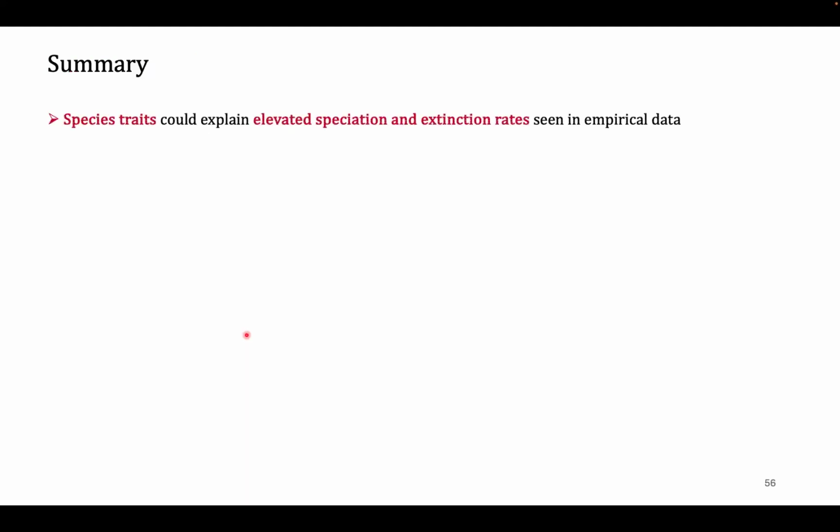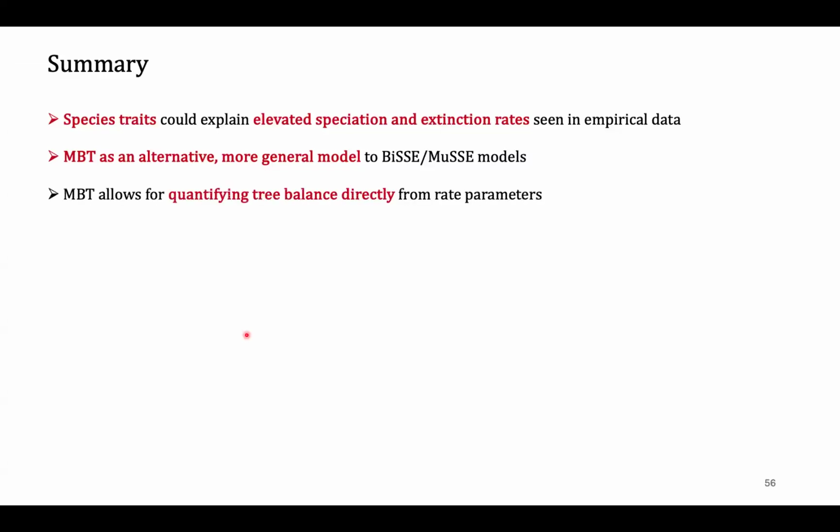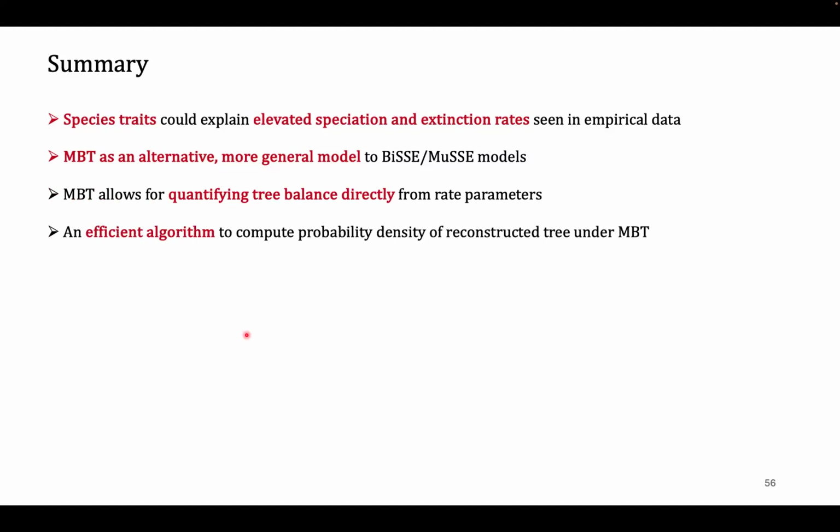So species trait could explain some behavior of your speciation and extinction rates as seen from your empirical data. Now, this Markovian invariant tree is an alternative approach to the already existing trait-dependent model and possibly a more general model. And then you can do other things with that. You can basically compute them. You have another alternative way of measuring the balance of your tree directly from your rate parameters, and also an efficient algorithm for computing that likelihood function that I explained just recently.